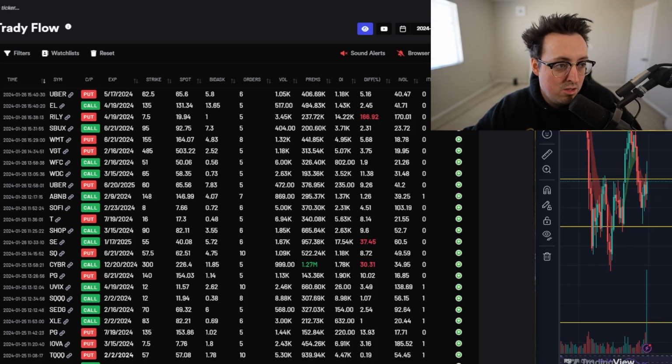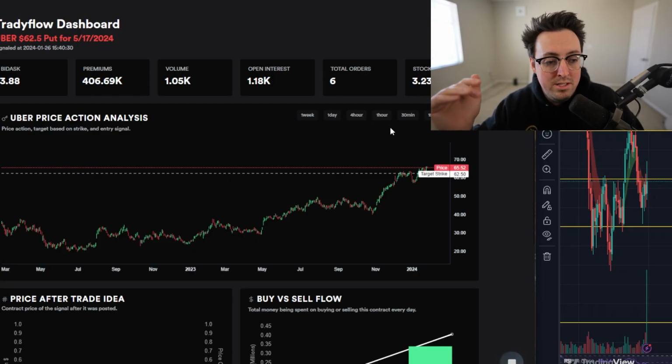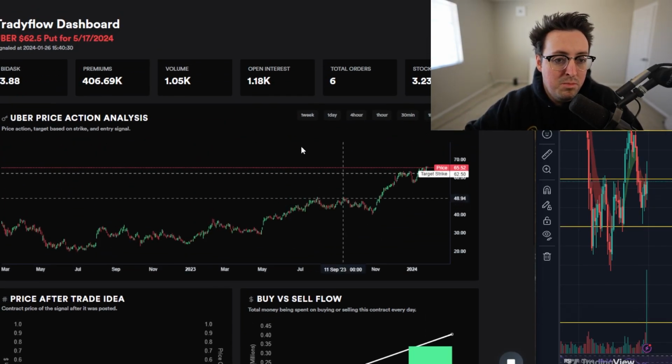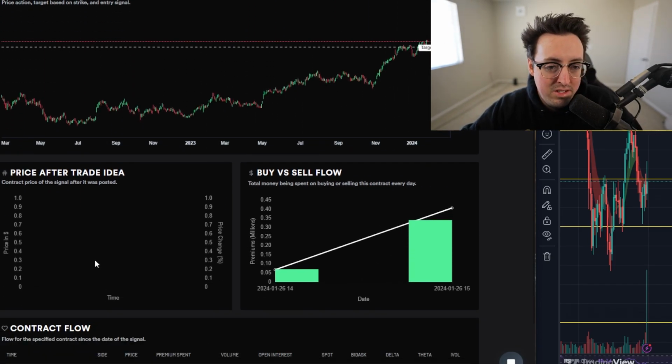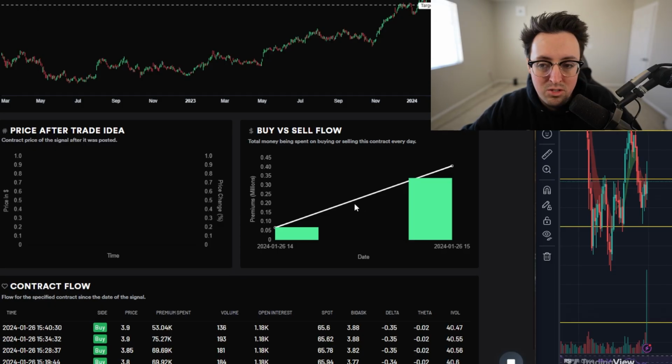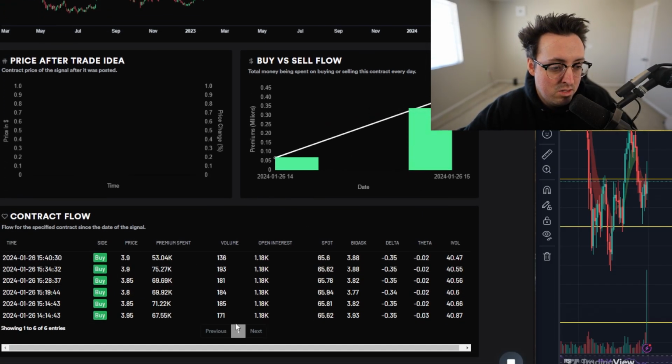And then you can click this little plus sign here, which gives you more details, which is really, really awesome. It shows the price action, a daily price action it looks like. And then the price after the trade idea, this is a little bit flawed too. I don't really pay attention to this, but you can see the price of the contract, what it is after that alert came out. You can see the buy versus sell flow. If the whales are still in it or not, you can see indicated by the green and red bars. This one doesn't have red bars because they haven't sold it yet. But you can see the specific details on that too.